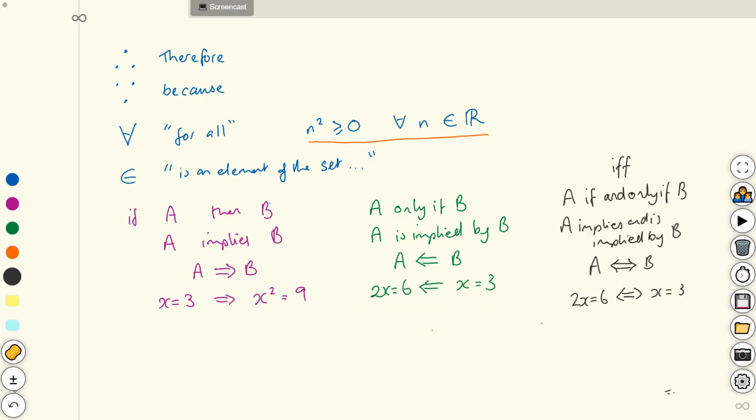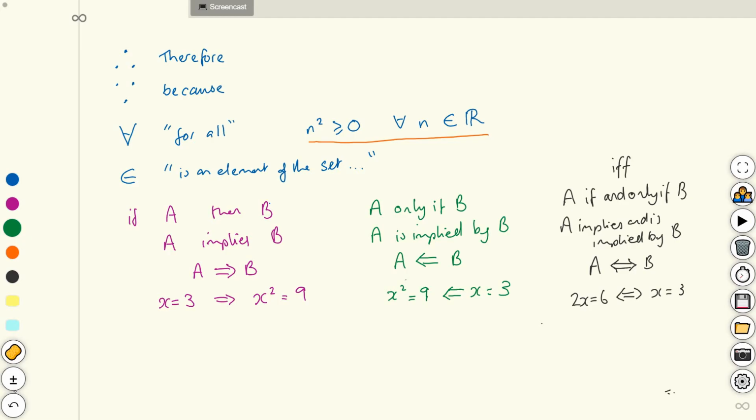So for this one here, really a better example would be essentially back to front version of the squared, because you can't go backwards from the squared, because if you square root the 9, you could get positive or negative 3. So if I put x squared is equal to 9, that's implied by x is equal to 3. You'll do this again in normal maths at A level. Okay?